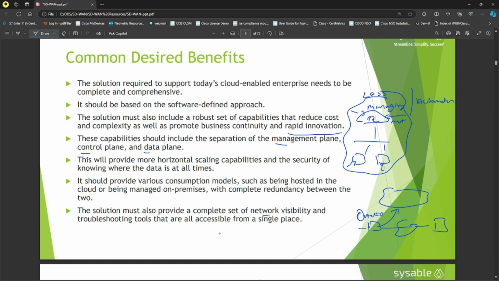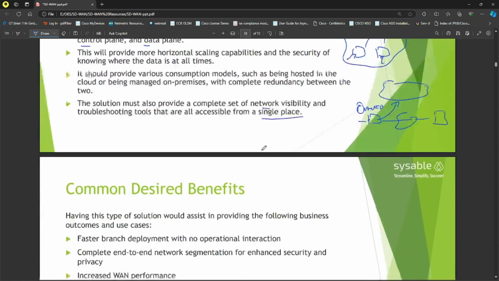All right, visibility and troubleshooting tools that are all accessible from a single place. The main thing is that you're getting the visibility, the management access, and you're doing the troubleshooting, all from one single plane. From a single device, you're doing these many things. So that solution will transform your business requirements, network, troubleshooting, monitoring system, and everything. This is the solution which today's business requires.